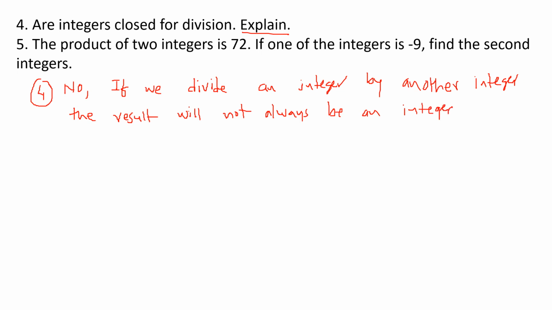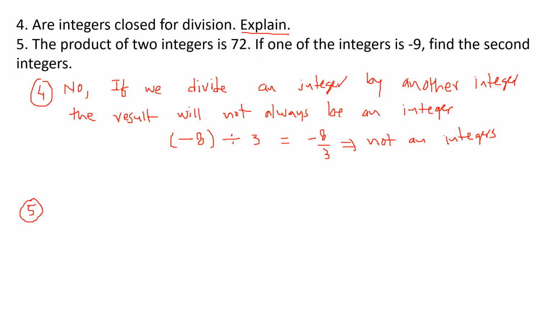Let's give some example here. Suppose I have two integers, minus 8 divided by plus 3. You know what the result is? The result is minus 8 over 3. It is not an integer. Not an integer, right? Therefore, integers are not closed for division. Done? Now let's try the second question, that is the fifth one.